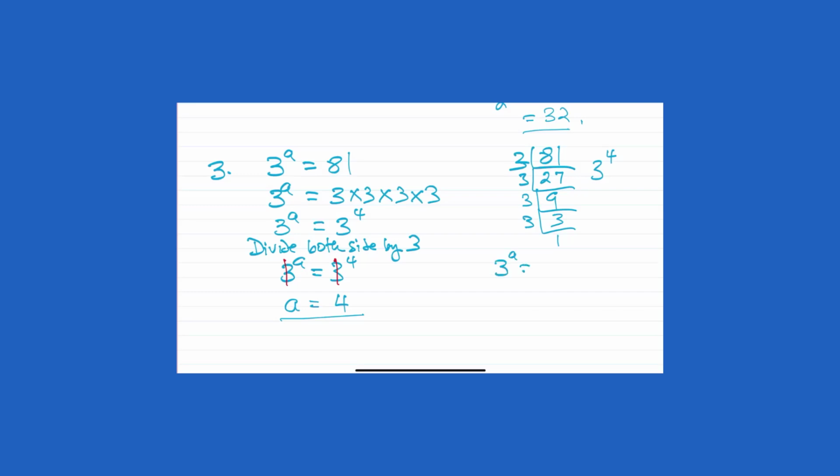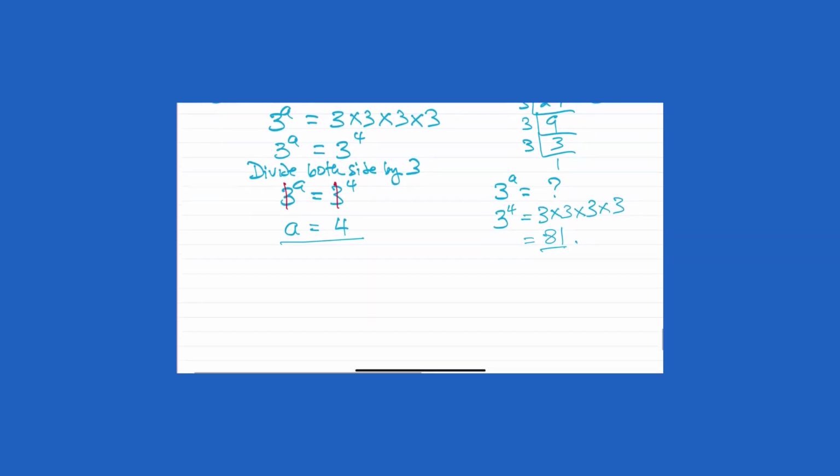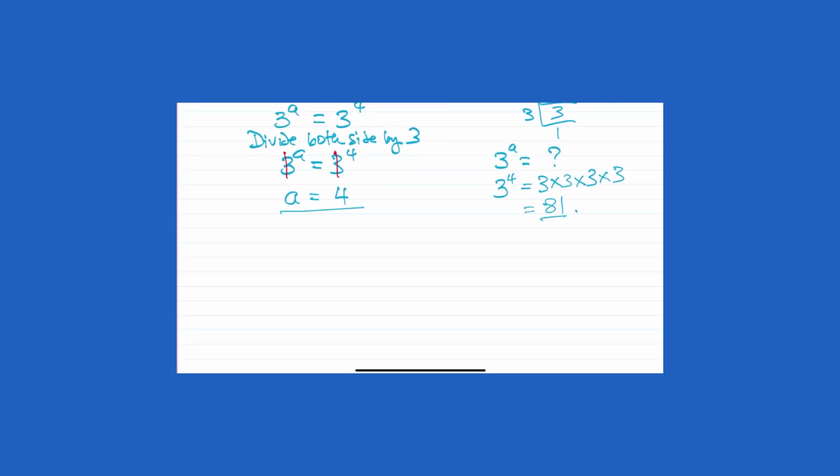So we have 3 to the power of a equals what? So we have 3 to the power of 4. 3 times 3, 9. 9 times 3, 27. 27 times 3, that gives us 81. So you can see the puzzle, everything coming into place. Now we move on to question number 4.